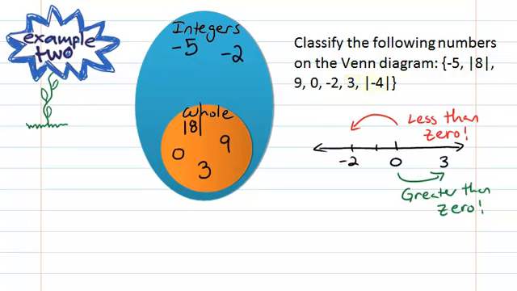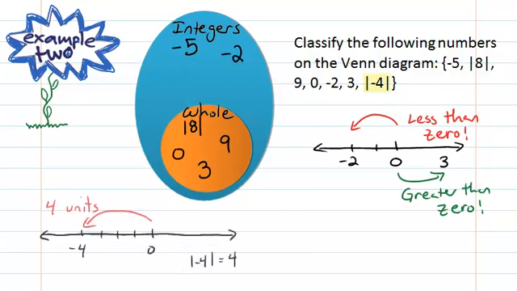And last, the absolute value of -4 is the distance from 0 to -4 on the number line, which is 4 units, or just 4. 4 is a whole number, so the absolute value of -4 is equal to 4, which is a whole number, so the absolute value of -4 goes in the orange whole number section.